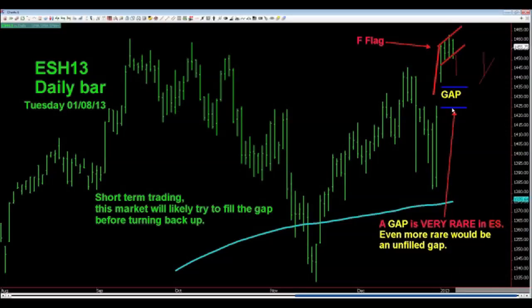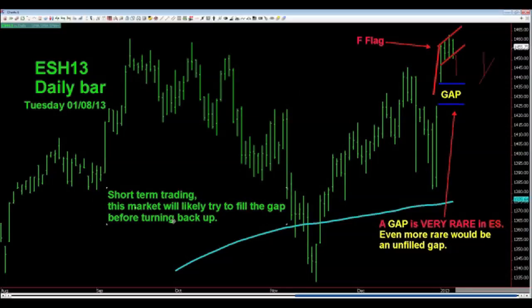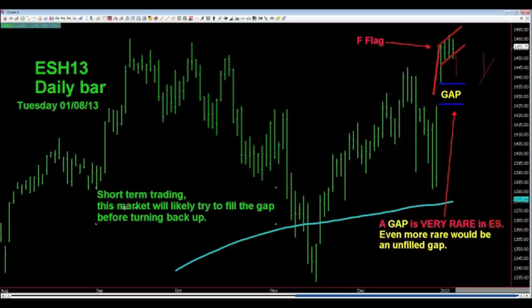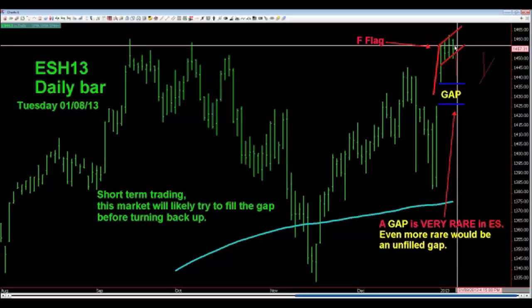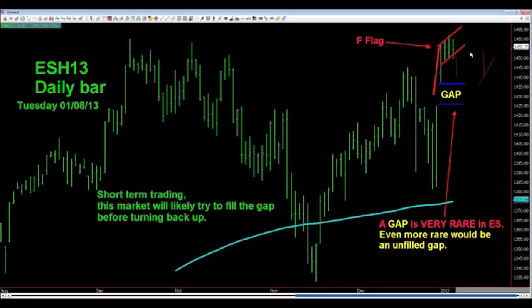That's telling us to start the day off with a selling of the rallies posture and let the market tell us what comes next. So for short-term trading, i.e. Tuesday, this market will very likely try to fill the gap before returning back up. So we issued an OMNI to go short right after the close on Monday and around the reopening. We issued an OMNI recommendation to go short, and we do expect this market to move a little lower. So that's the S&P. Traders, let's go look now at the NASDAQ.